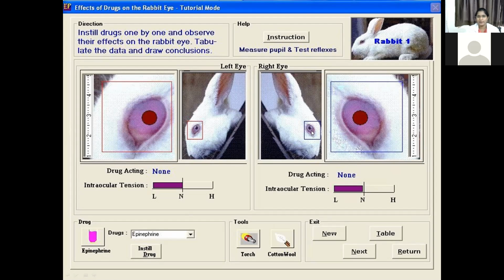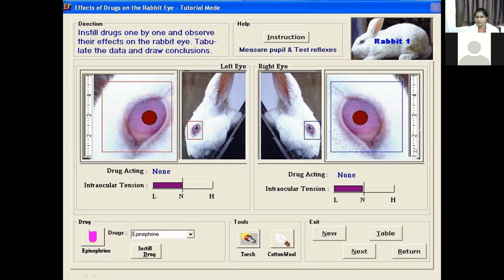So what will happen after instilling the drug? Immediately the pupil size will increase. In normal saline there will be no change because this is the control eye. In the left side there is no change because this is the control eye. In the right eye, when you instill this epinephrine drug, you will immediately get an increase in pupil size.